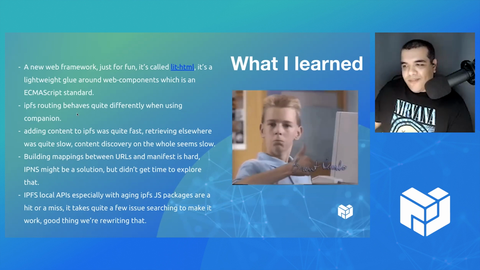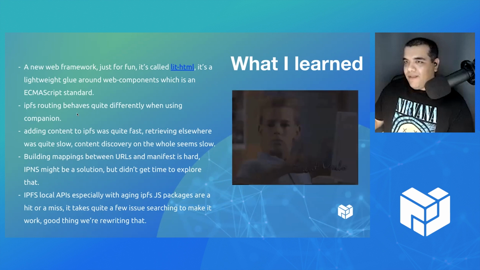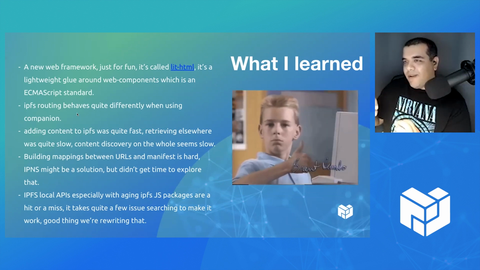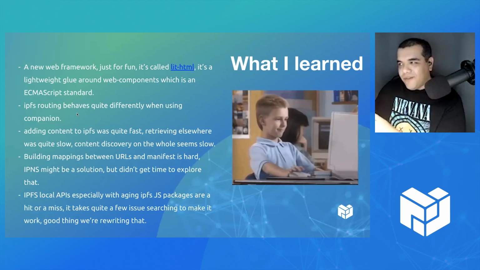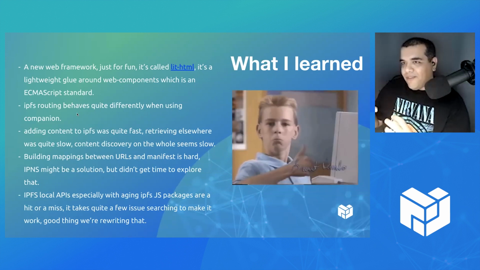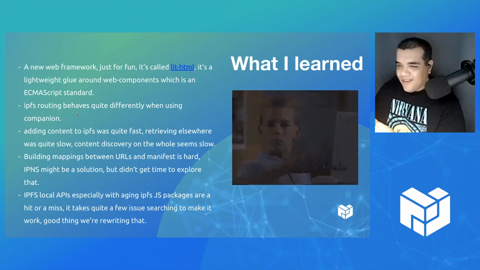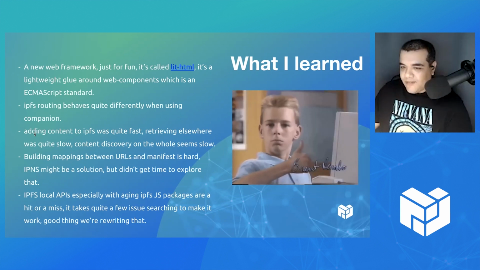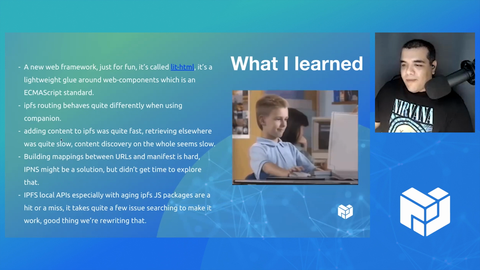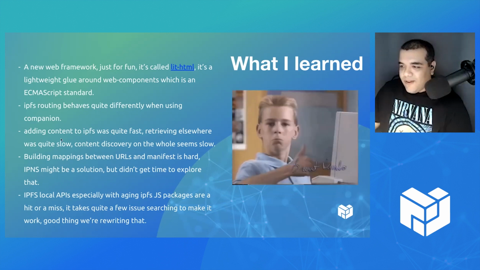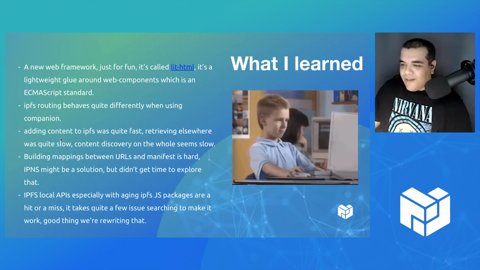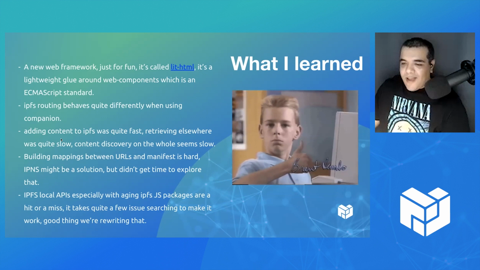IPFS routing behaves quite differently when using Companion. That means if I'm loading content over ipfs.io, it automatically gets routed to my localhost. But if I'm using it over Cloudflare IPFS, it does not do that. So there's some inconsistency there, which I plan to address sometime later. Adding content to IPFS is quite fast, but retrieving is really, really slow. So content discovery needs some improvement.